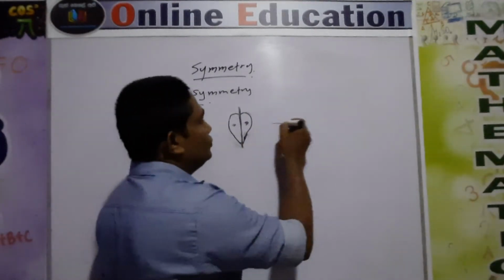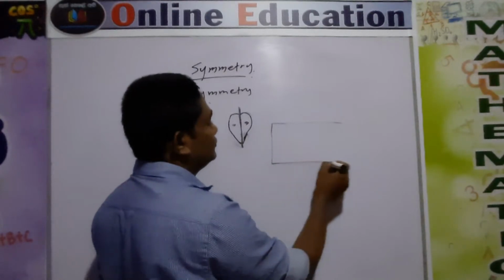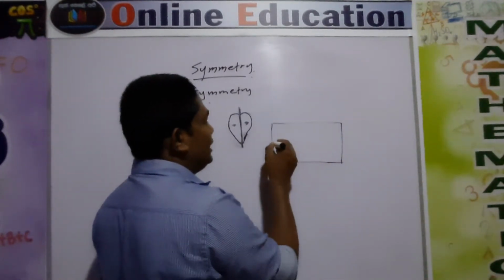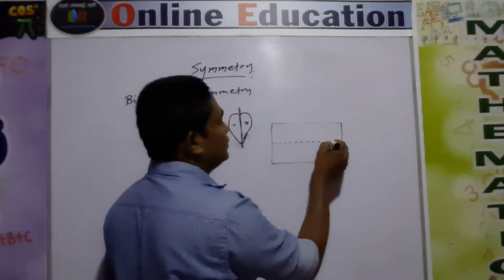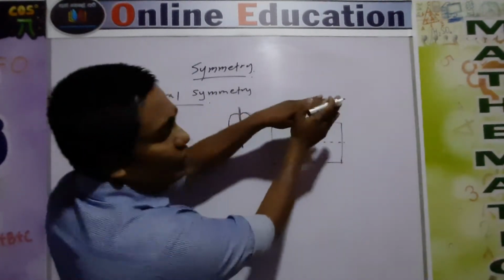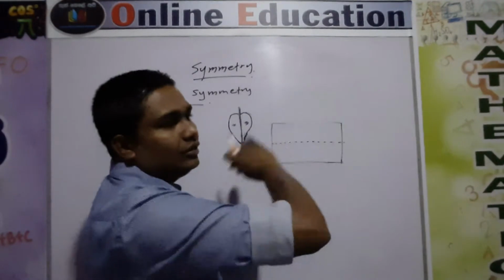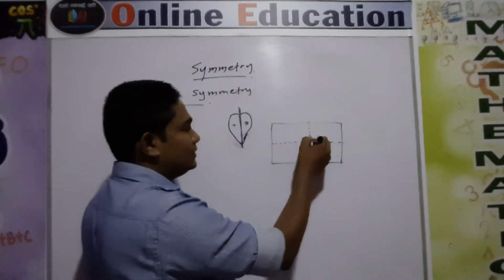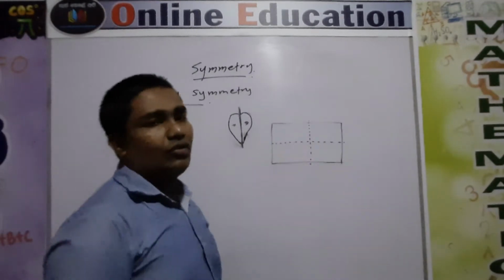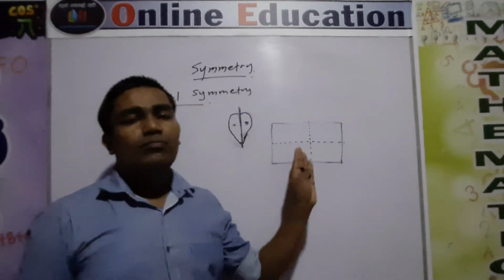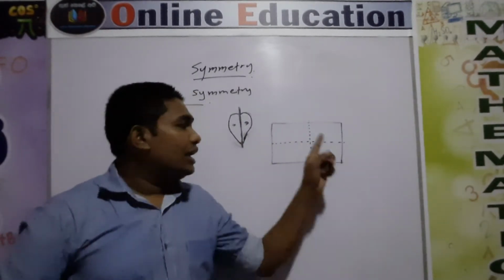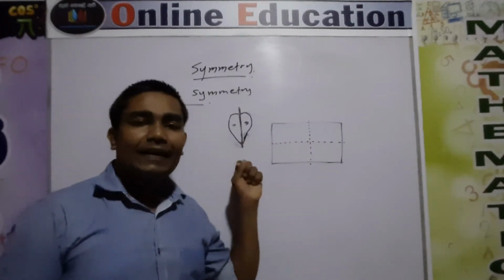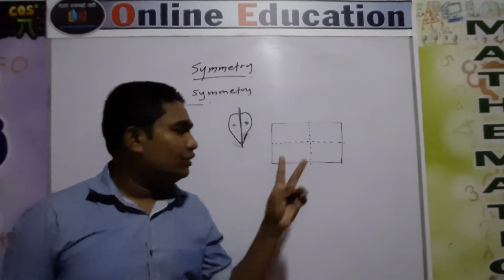Look at this one also. We can fold this one like this. Exactly we can fold, no any extra parts. And also we can fold like this. Exactly we can fold. This is the bilateral symmetry. There are two symmetrical axes for this. There is only one symmetrical axis for this. The difference is only that.